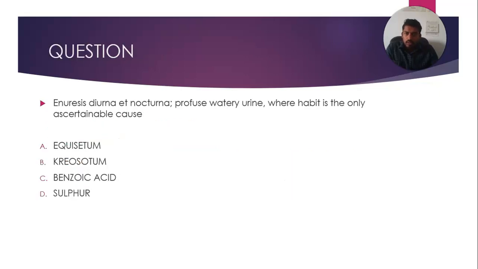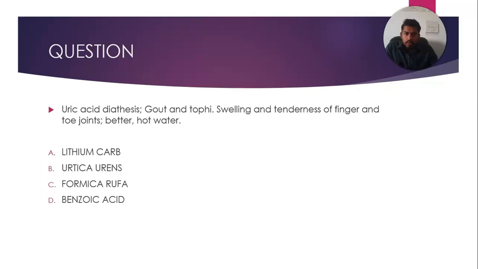Questions to be discussed: enuresis diurna et nocturna. Okay, so both are there. Profuse watery urine, where habit is the only ascertainable cause. It is a straightforward answer. The answer is acquisitor, okay, option A. Uric acid diathesis, swelling, tenderness, better by hot water. So that should be lithium carb.